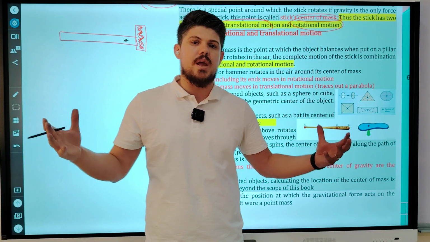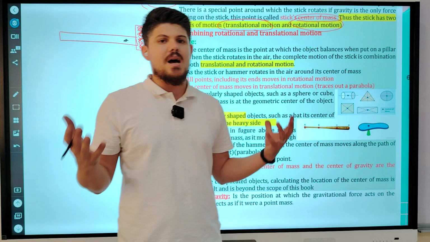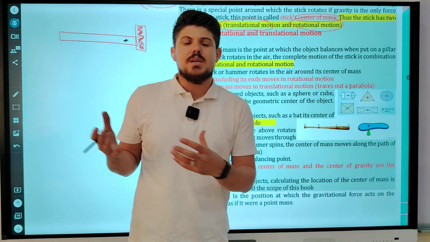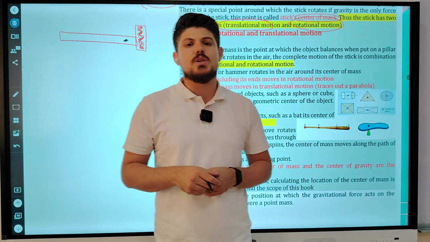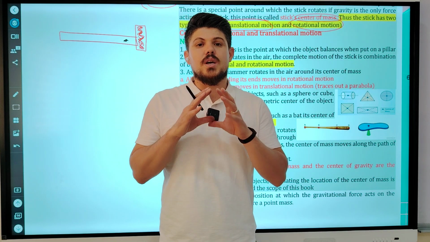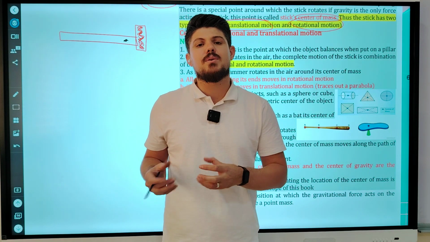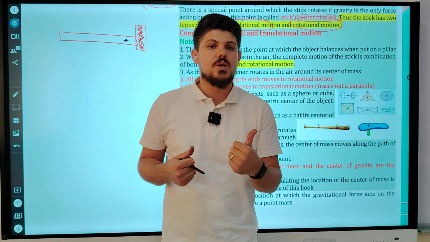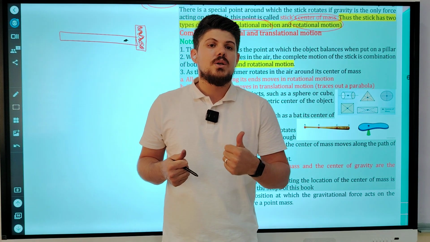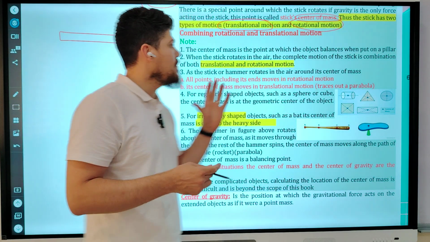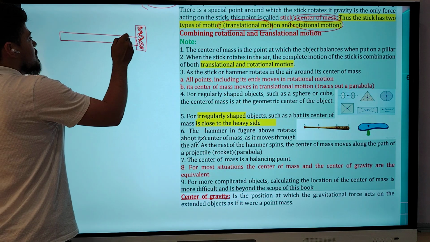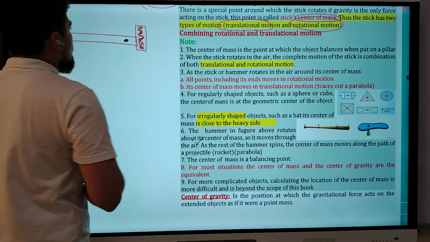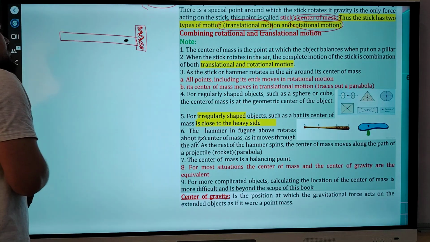But what about an irregular shape, such as a hammer or a bat? In that case, where is the center of mass located? For an irregular shape such as a hammer, the center of mass is located close to the heavier side. Where is the axis of rotation? This is the balancing point, the center of mass, and also the center of gravity. At this point, the object becomes balanced.